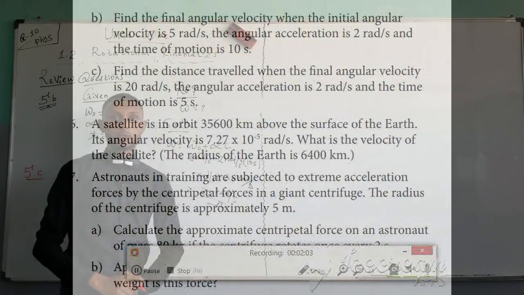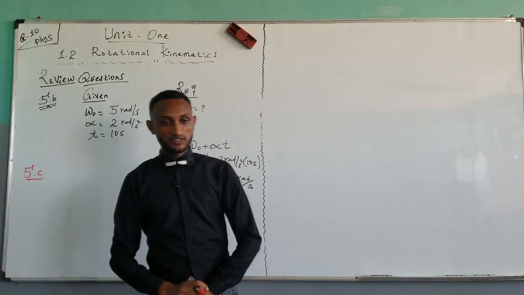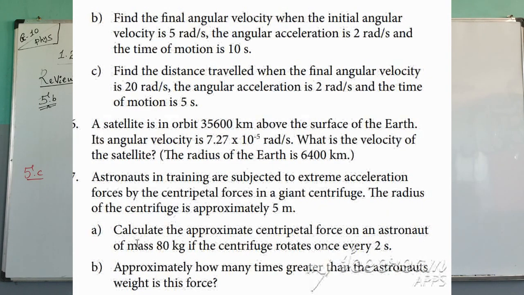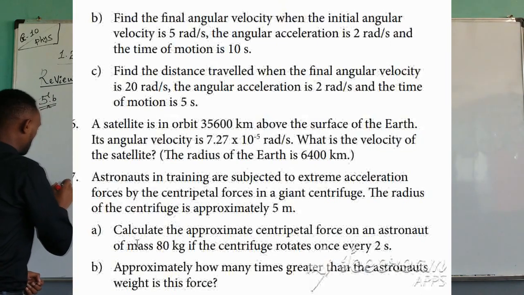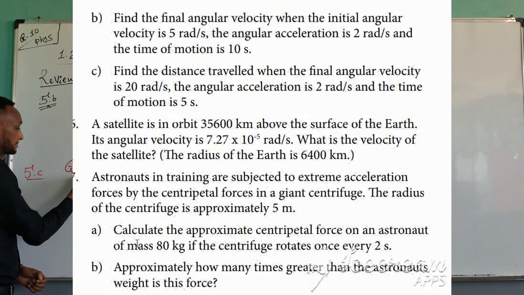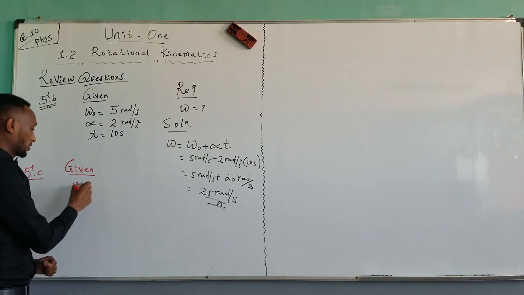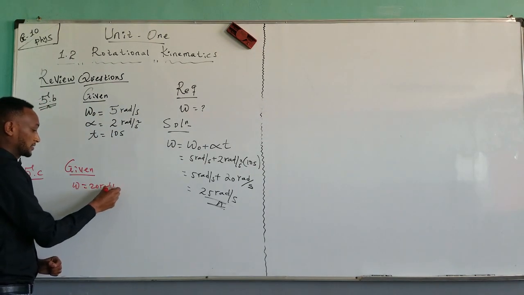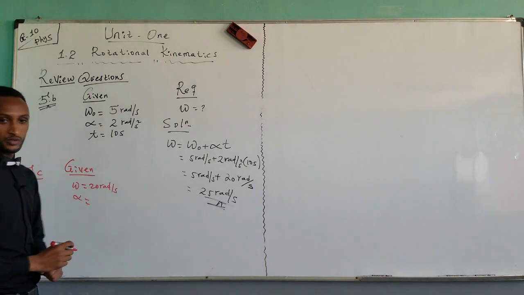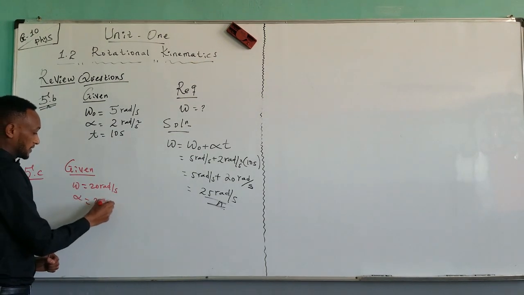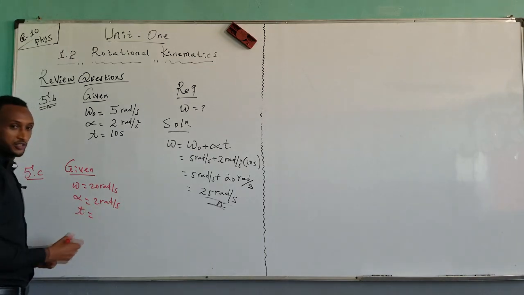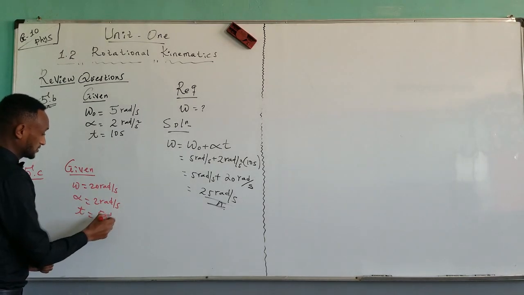Okay, on C the question says to find the distance traveled when the final angular velocity is 20 radian per second, the angular acceleration is 2 radian per second square, and the time of motion is 5 seconds. We have the final angular velocity equal to 20 radian per second, the angular acceleration equal to 2 radian per second square, and the time of motion is 5 seconds.